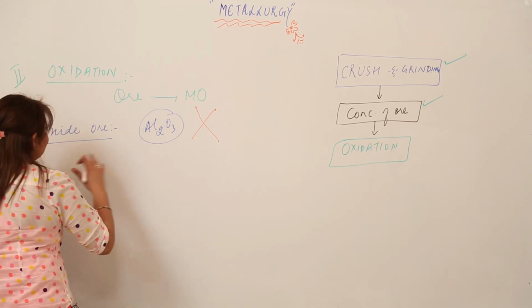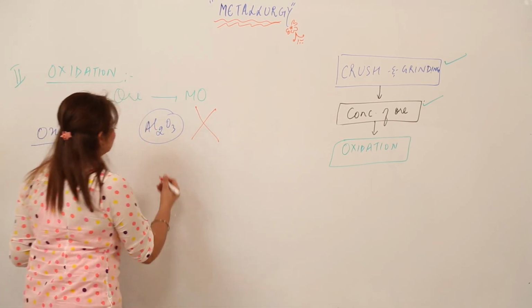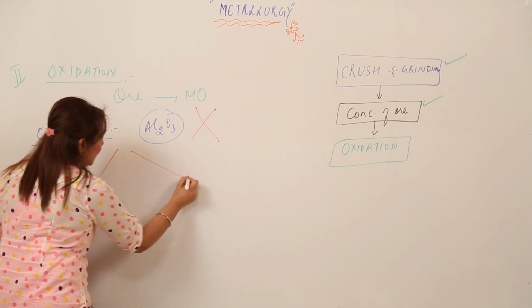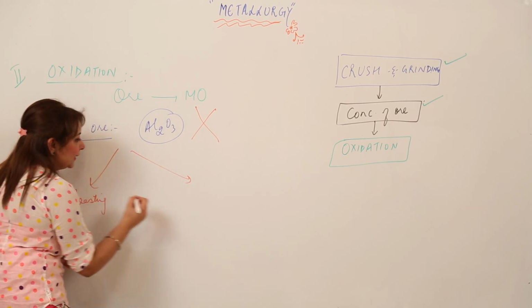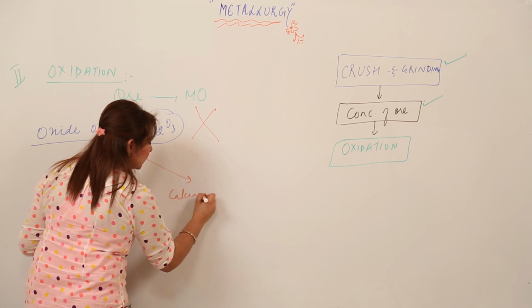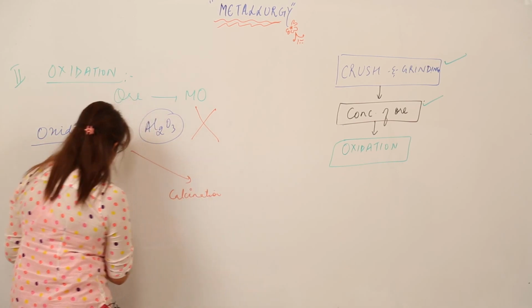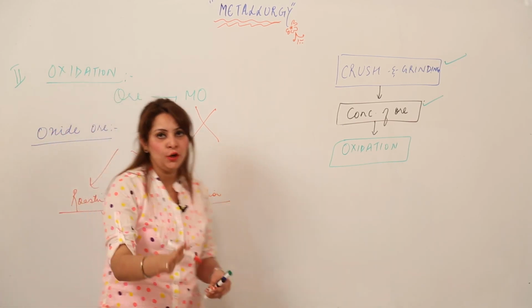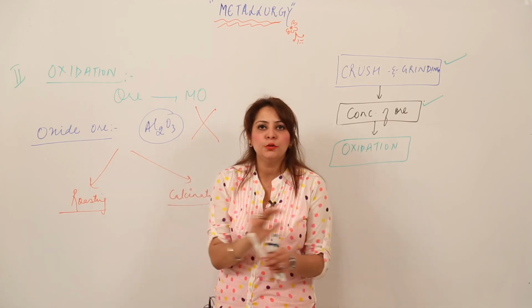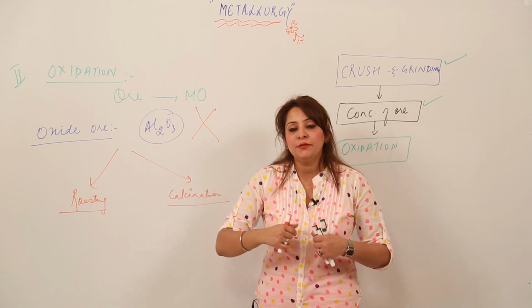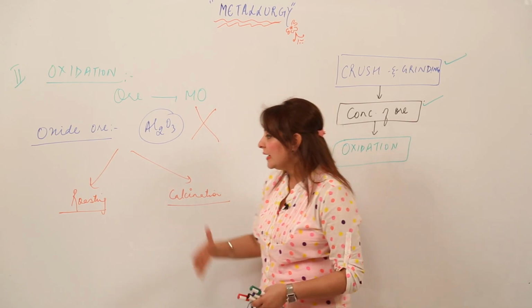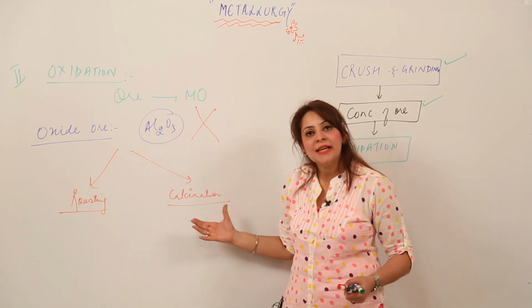But otherwise, there are 2 methods for the oxidation. One method is roasting and the other method is calcination. I repeat, there are 2 methods for the oxidation. First of all, for oxide ore we do nothing, right? But for other ores, we employ only 2 methods. One is roasting and the other is calcination.